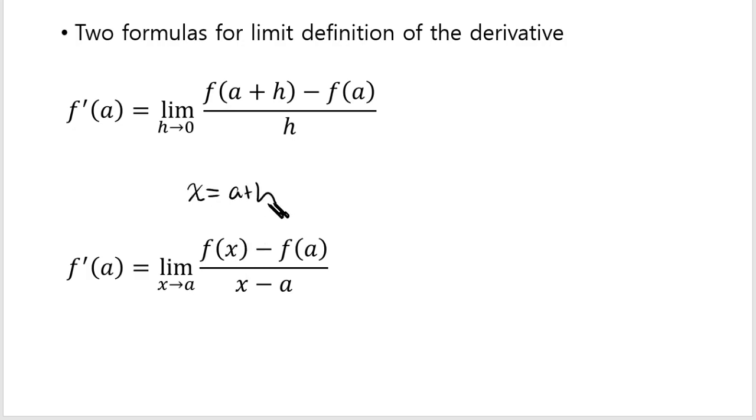If you replace x by a plus h, then this thing becomes f of a plus h, and this becomes a plus h minus a, which is just h. And also when x goes to a, a plus h goes to a. If you solve this for h, you get 0. So as x goes to a, see, h is x minus a, right? So if x becomes a, h goes to 0. So that's why this thing actually becomes this top one.